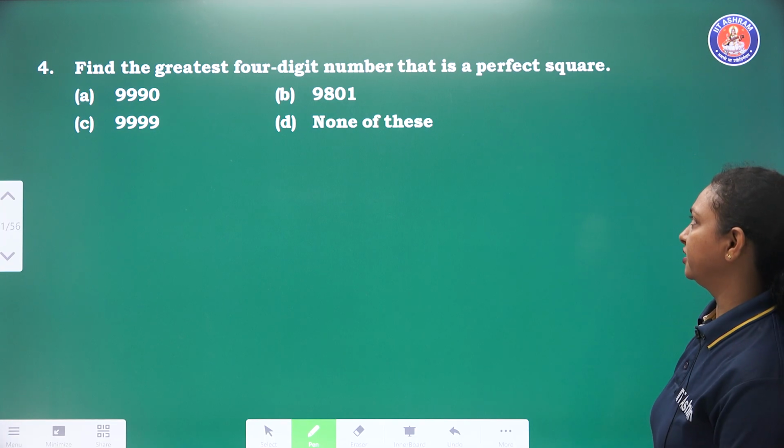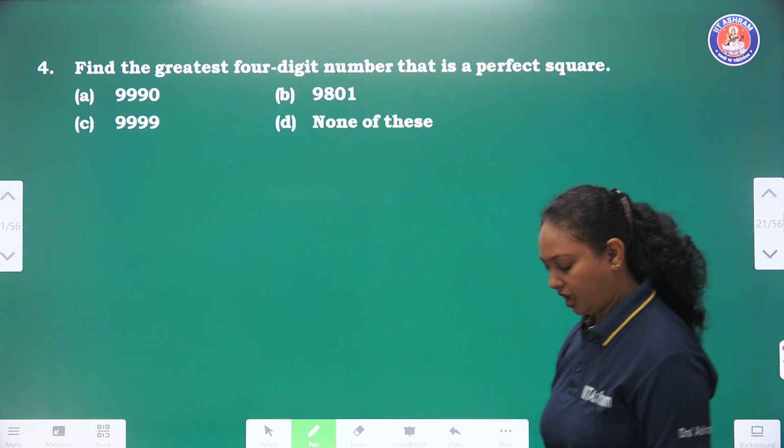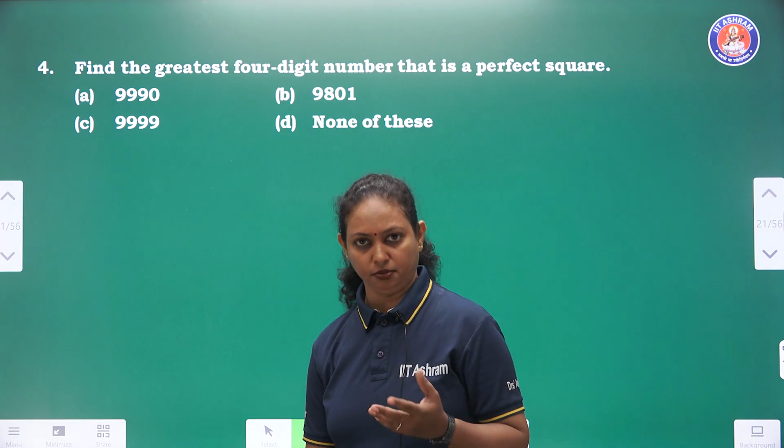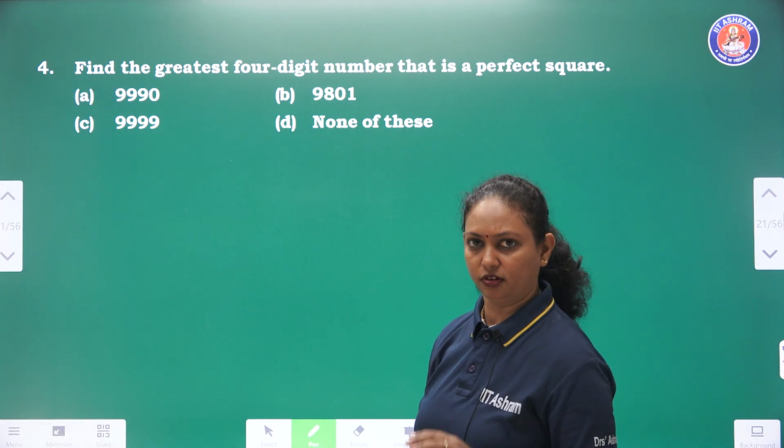Find the greatest 4-digit number that is a perfect square. How do we find that? There is a simple trick, and you can go with the long division also.